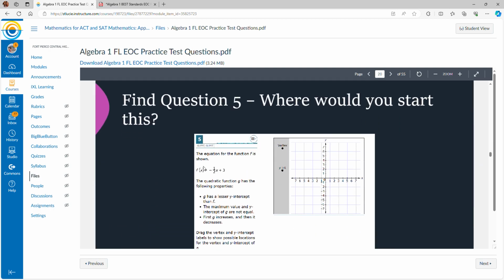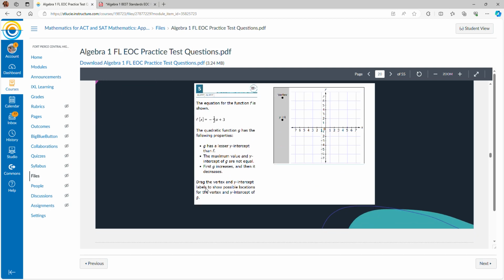And now moving on to question 5, where would you start on this? It says the equation for the function f is shown. F of x equals -1/2 x plus 3. The quadratic function g has the following properties. G has a lesser y-intercept than f. The maximum value and y-intercept of g are not equal. First, g increases and then it decreases. Drag the vertex and y-intercept labels to show possible locations for the vertex and y-intercepts of g.